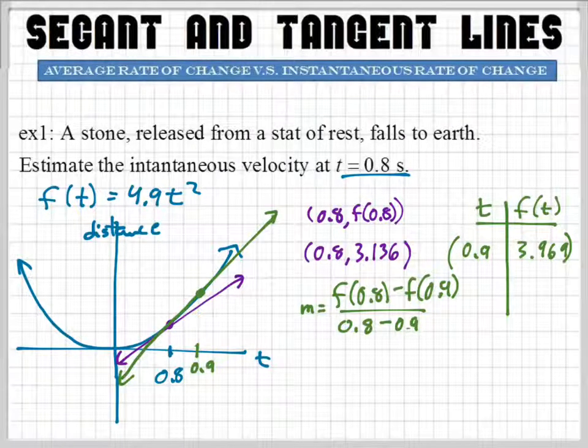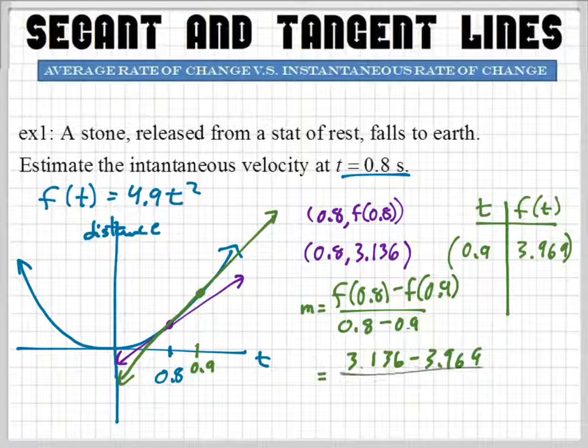In a second, I want to show you visually what this looks like on Desmos, so we're writing it in function notation. Desmos actually figures it out for us. So this is going to be 3.136 minus 3.969 all over 0.8 minus 0.9. Can you guys plug that in? Tell me what you get. Our slope at these 2 points is 8.33.